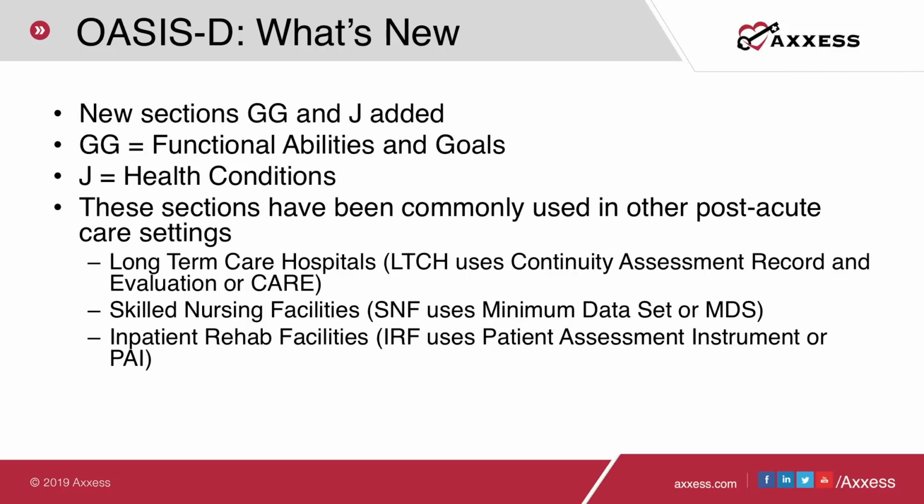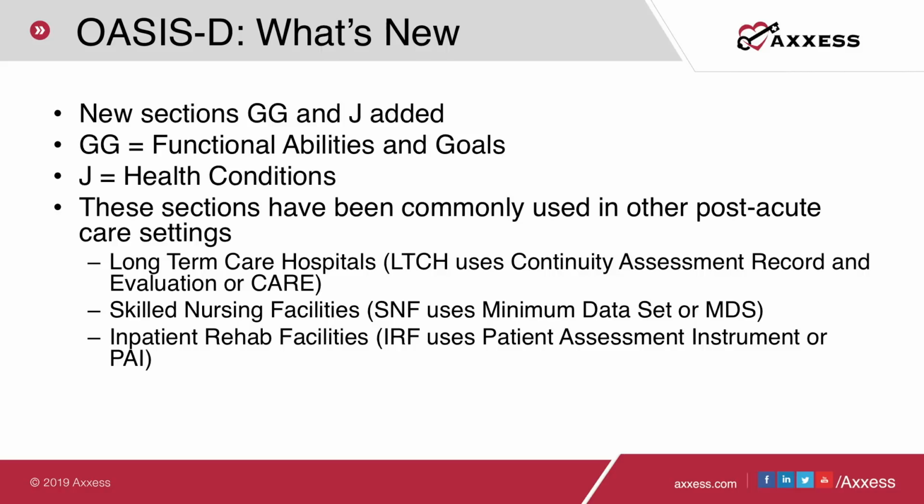So we have 2 new sections in the Oasis D. Those are sections GG and J. I teasingly tell my classes GG does not mean good grief, although it might apply. GG is the section that contains your functional abilities and goals. And then J, it's not jacked up.